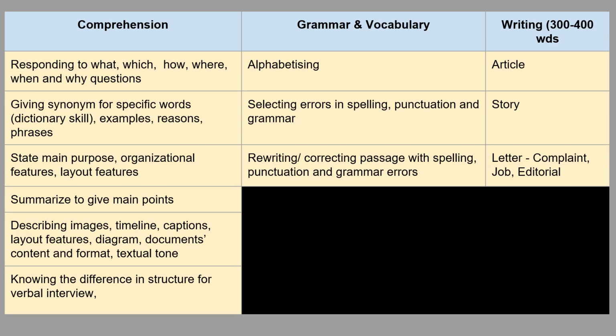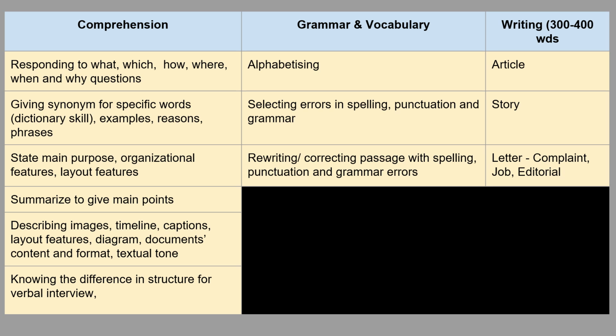Now, as you move into the stage 3 section, again, we are seeing utilization of comprehension, grammar and vocabulary, and the writing. Now, as you again look at the comprehension, you are again asked to respond to questions that will ask for you to identify what, which, how, where, when, and why. You're asked to give synonyms for specific words. This is where you get to exercise your dictionary skills.